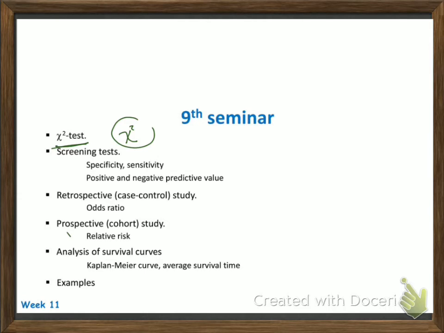Okay, the fourth point here will be the prospective study. So we'll have the retrospective. Retro means something happened in the past and we are trying to capture it. Pro means we are expecting or predicting something which is going to happen. So we're going to discuss the retrospective, the prospective, and the analysis of survivor curves, like Kaplan-Meier curve and the average survivor time. And along with these studies, we'll illustrate the ideas of each point by examples.